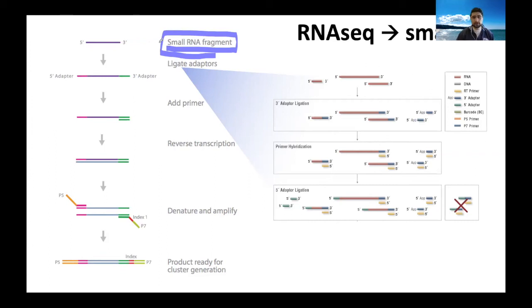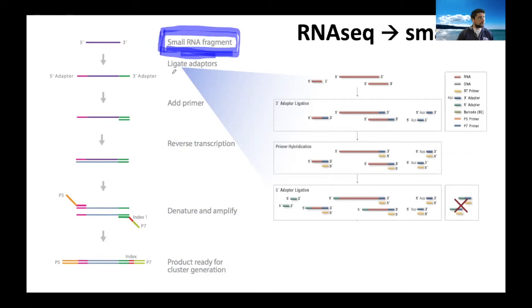And so this is a challenge. It's very short, so we have to be able to capture a very short fragment, which is very different from messenger RNAs, which are usually hundreds or kilobases long, okay? So the library preparation that we're using in this case is totally different, okay?